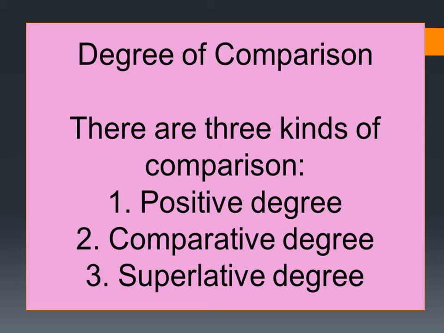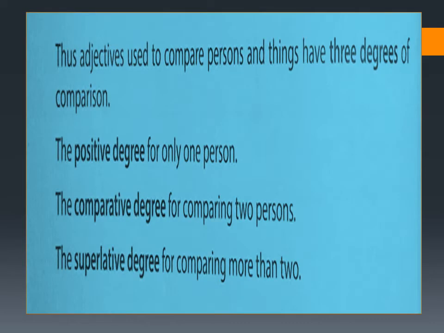So, as per the previous example, for positive degree, the adjective was tall. Comparative degree, the adjective was taller. And superlative degree, the adjective was tallest. So, children, adjectives used to compare persons and things have three degrees of comparison. They are positive degree. The positive degree is used for only one person or only one thing.